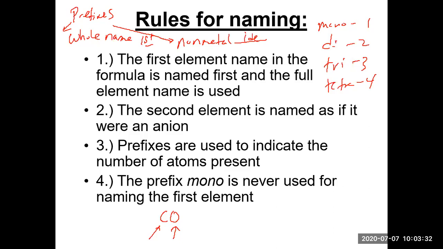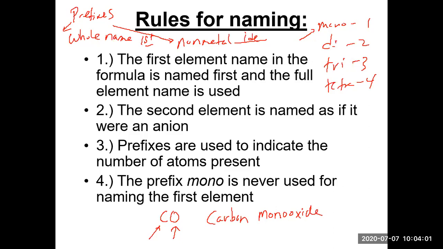So when we look at CO, there's only 1 carbon, which the prefix for 1 would be mono, but we don't use mono on the first name. So that means we just use the whole name, which would be carbon. There's 1 oxygen, which means the prefix there would be mono, and we do use that on the second name. And there is another consideration when we have prefixes.